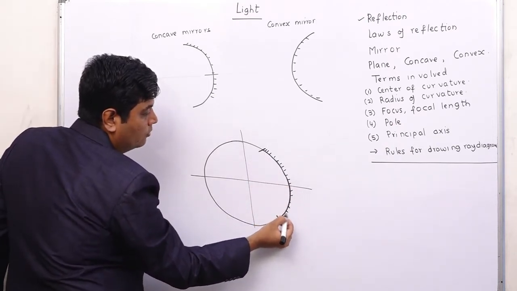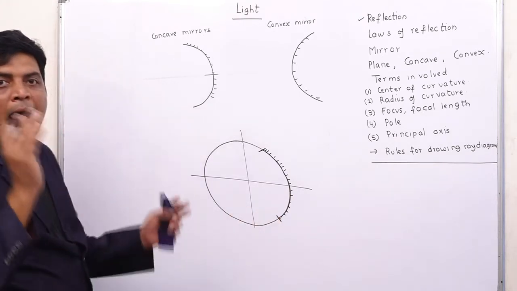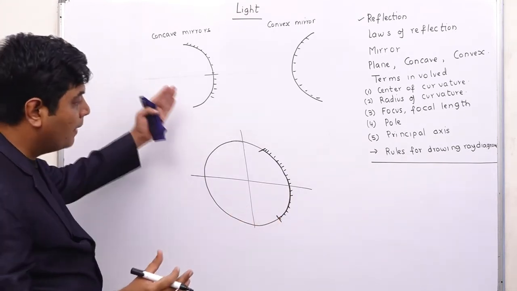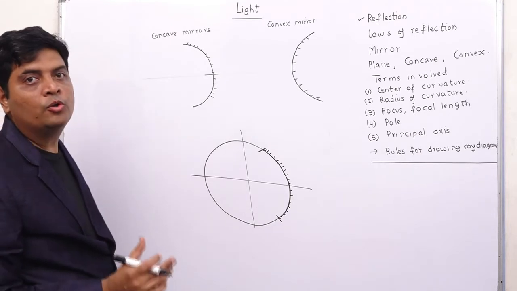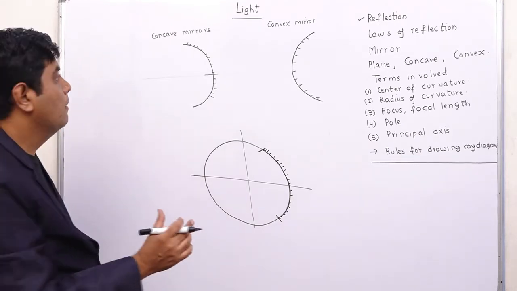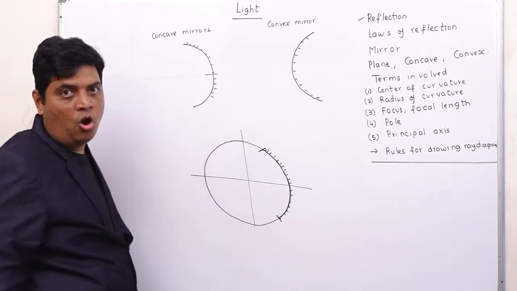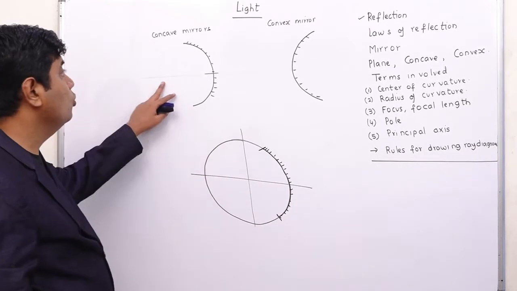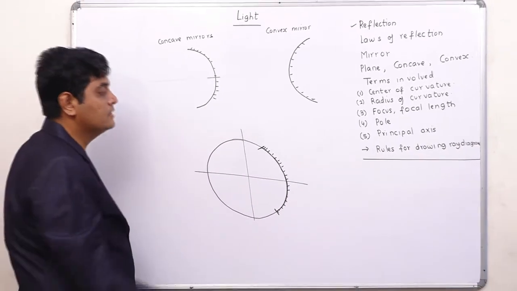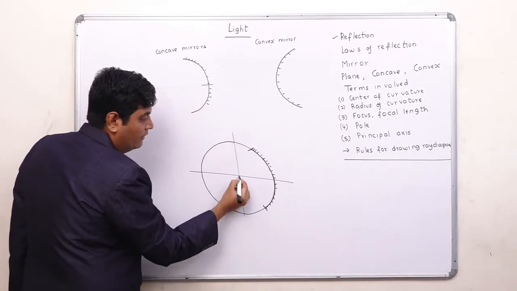This is your concave mirror. It is a part of a sphere. So with respect to this sphere, we are going to understand various parts of this concave mirror, or various terms related to concave mirror. The first is center of curvature. What is the center of curvature?